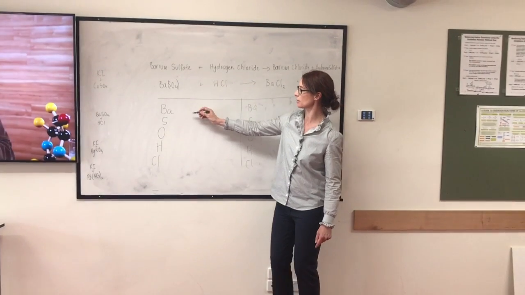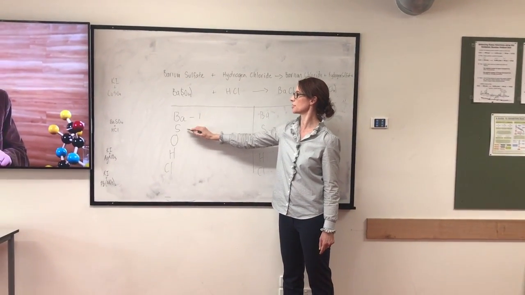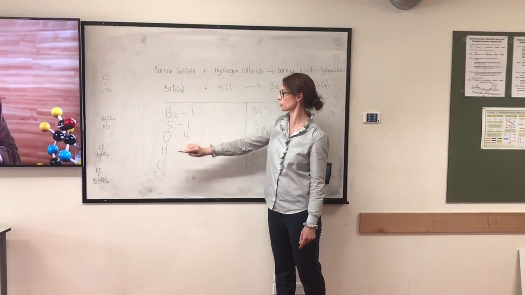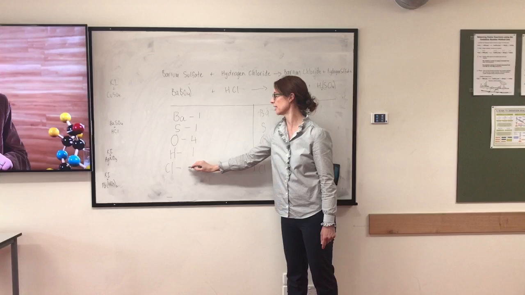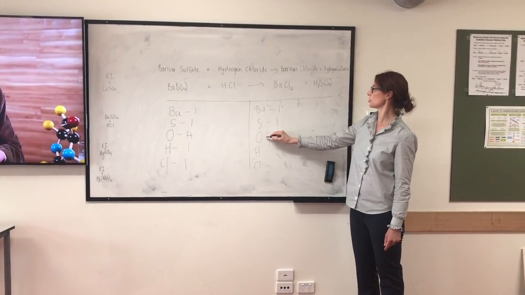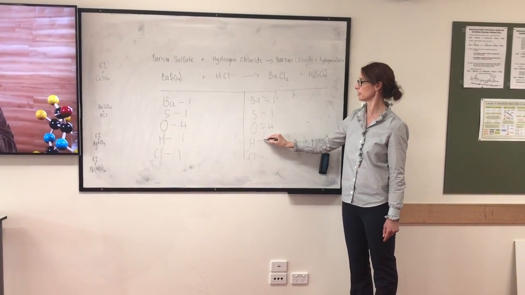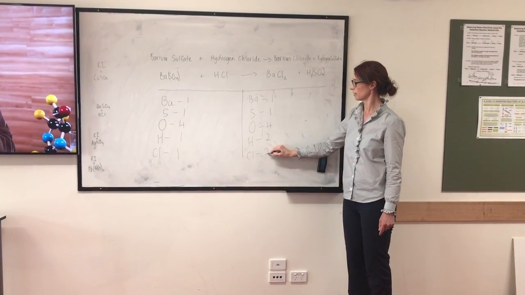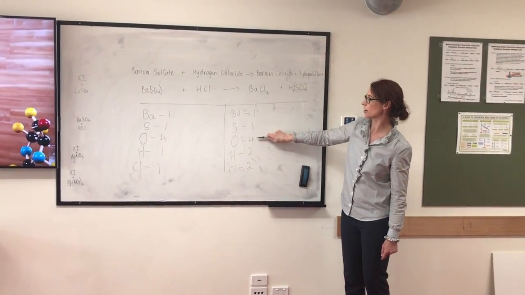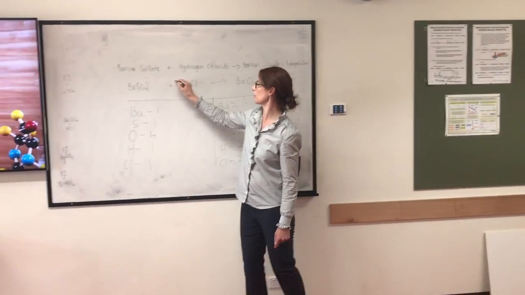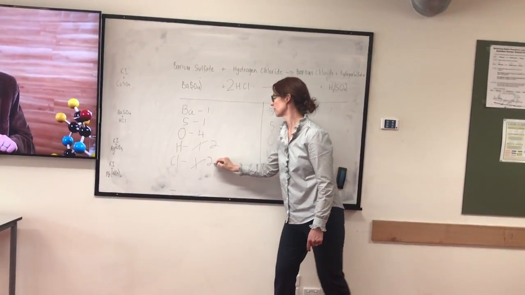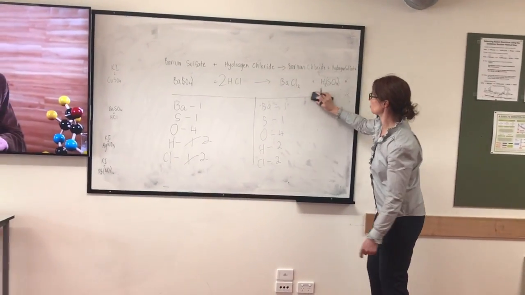Right, then we add up our atoms. How many barium? 1. Sulfur. 1. Oxygen. 4. Hydrogen. 1. Chlorine. 1. On the other side, barium 1, sulfur 1, oxygen 4, hydrogen 2, chlorine 2. Could you just put a 2 in front of the hydrogen chloride? That is exactly what you need to do. So I put a big 2, that fixes the hydrogen, also fixes the chlorine, balanced.